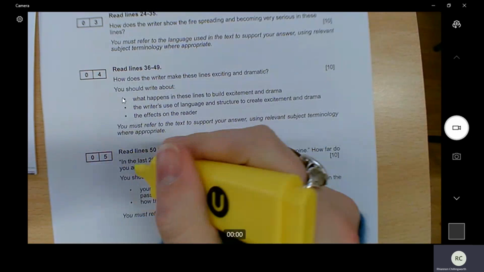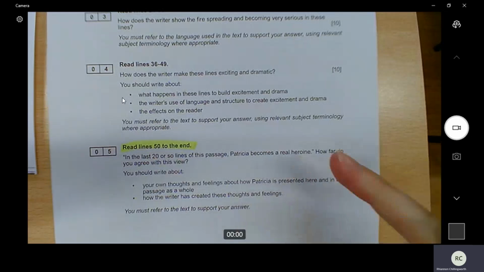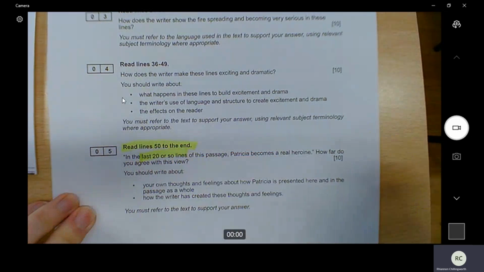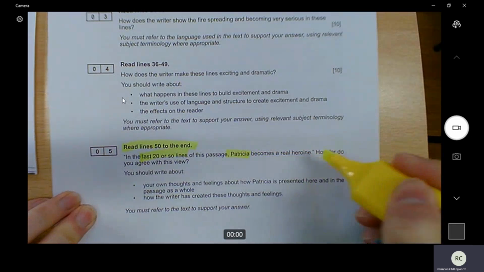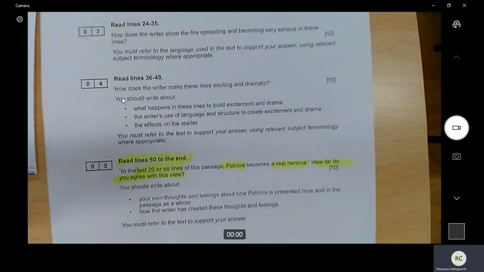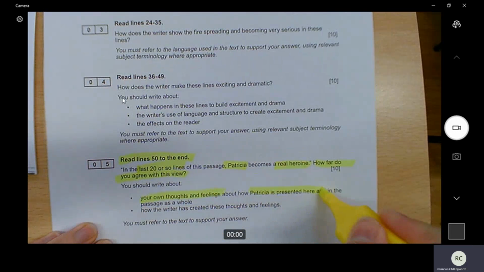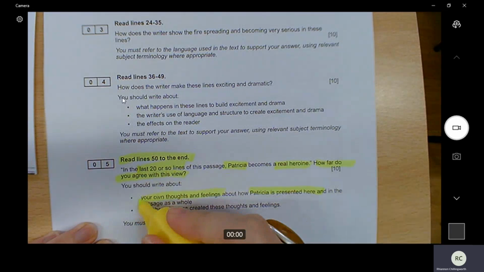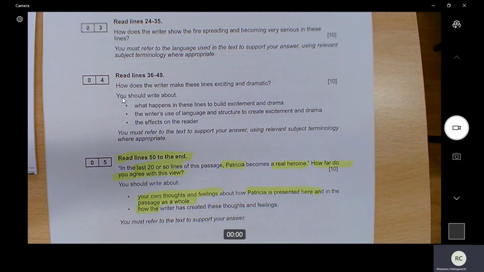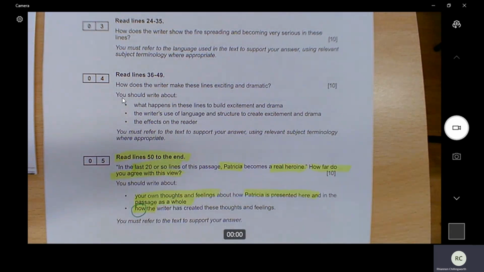So this says read lines 50 to the end. So you do have to read that last little chunk. In the last 20 or so lines of this passage, Patricia becomes a real heroine. How far do you agree with this statement? You should write about your own thoughts and feelings, about how Patricia is presented here, and in the passage as a whole, how the writer has created these thoughts and feelings. So again, you're expected to explain how the writer has used language.